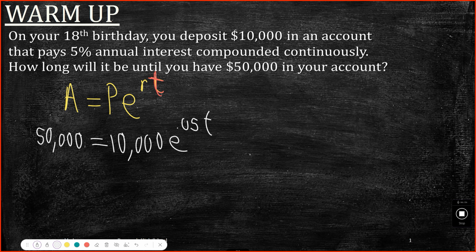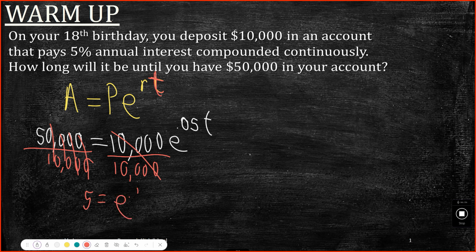So good so far. We're trying to get that t by itself. We're going to solve for t. So divide by 10,000 here. So we got 10,000, cancel that out. That's going to be 5. So 5 is equal to e to the 0.05t.